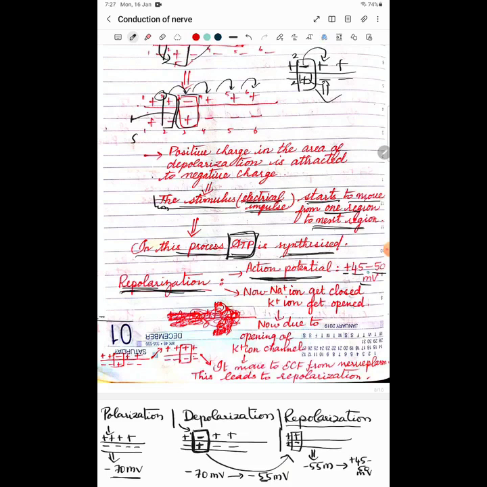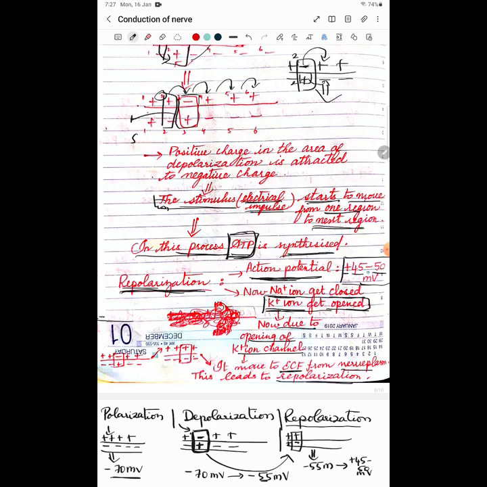Now what will happen? Due to this drastic increase of action potential, now the Na plus ion, that is the sodium ion channel, will get closed, and automatically the potassium ion channel will get opened. So due to the potassium ion channel being opened, now what will happen? The stimuli is going to get passed on from one region to the next region. So now due to the opening of potassium ion channel, what is happening? The stimuli is moving to the extracellular fluid from the nerve plasm. This leads to the repolarization.